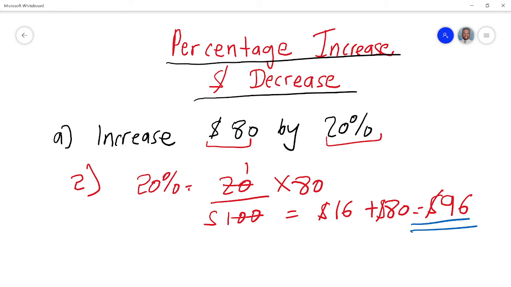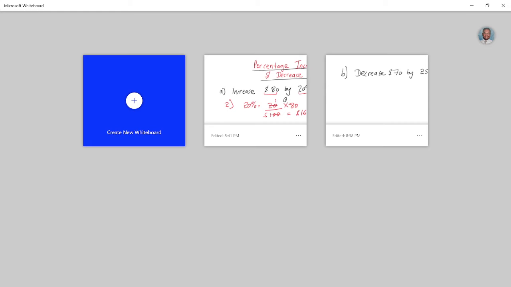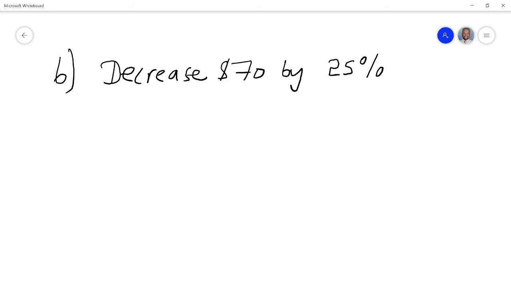All right, so in this step, what you're doing is there's a step one, which is get 20% of 80, you're going to get $16, and then because you're increasing it, you're going to add $80, and that becomes $96. So this is the second step. Both of them will give you $96. So this is an example of a percentage increase question. Let's look at the next one, which is a percentage decrease.